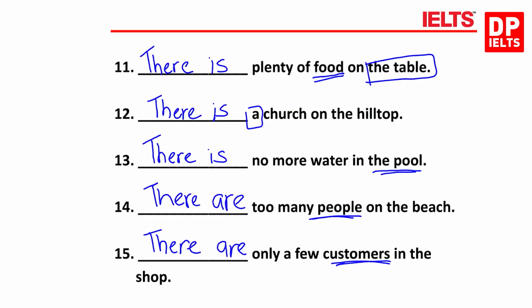So, there is plenty of food on the table. There is a church on the hilltop. There is no more water in the pool. There are too many people on the beach. There are only few customers in the shop.